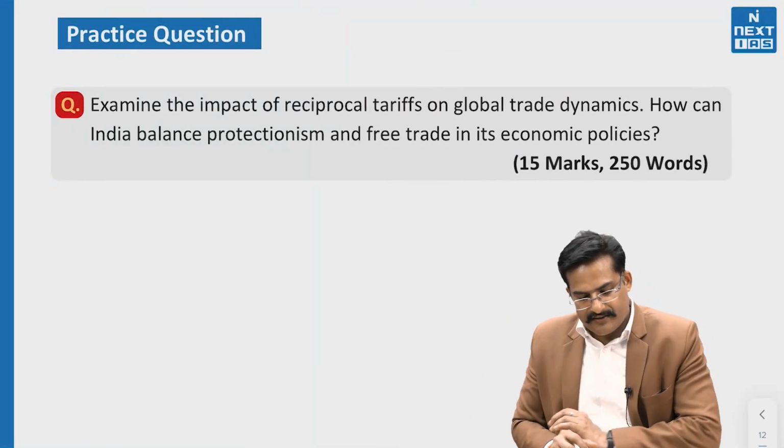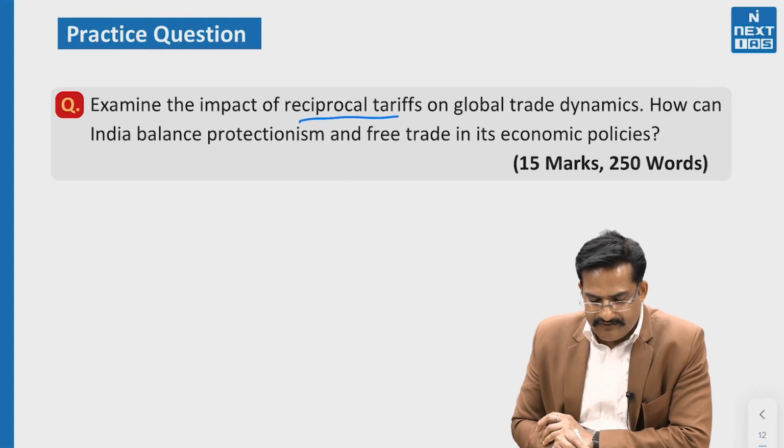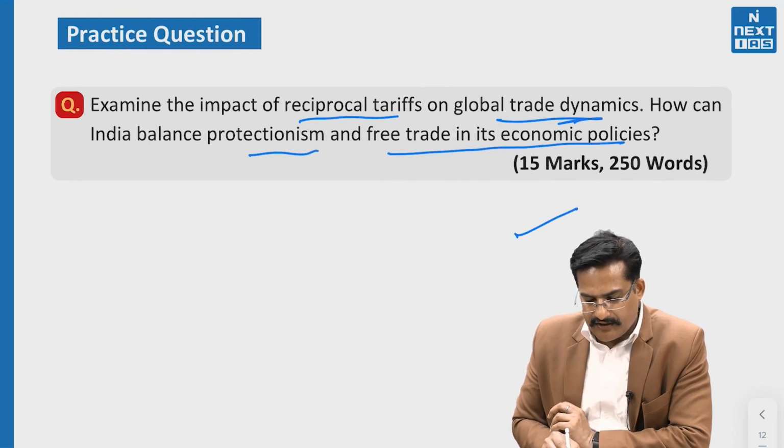Hope you enjoyed it. There's a practice question: Examine the impact of reciprocal tariff on global trade dynamics, and how can India balance protectionism and free trade in its economic policy.